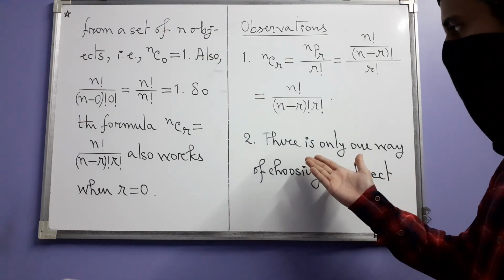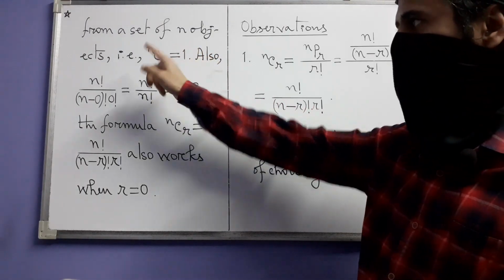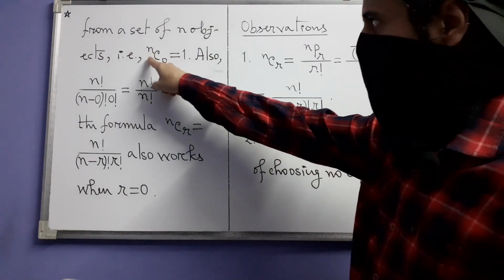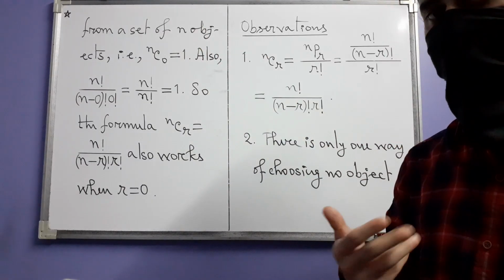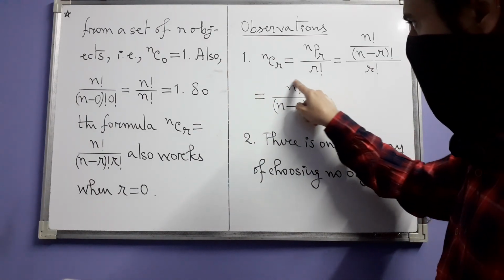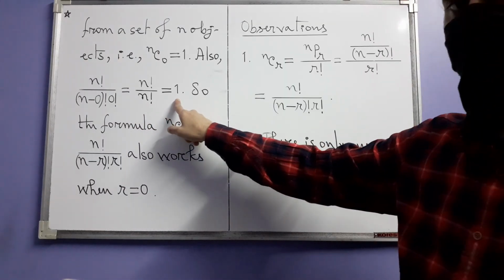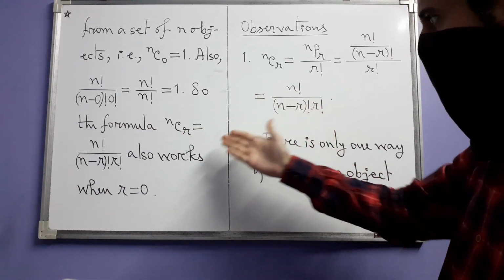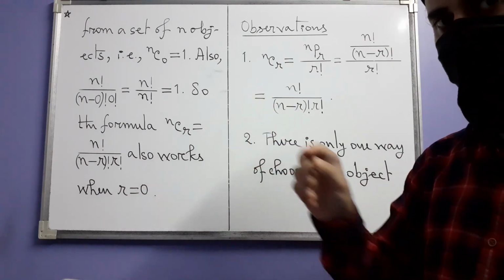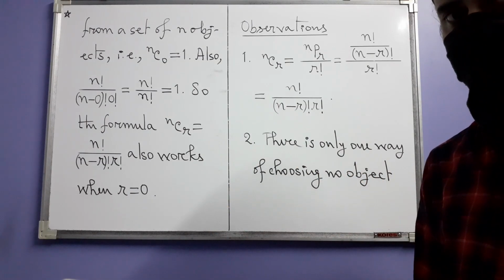And the second observation is this. There is only one way of choosing no object from a set of n objects. You don't choose anything. That can happen in only one way. So that's why nC0 should be 1. Just like nP0 is 1, nC0 is also 1. But what happens if we put r equal to 0 in this formula? Then also, after calculation, you get 1. So that means the formula works even when r is equal to 0. You recall that in the statement of the previous theorem, we kept r greater than 0. But actually for r equal to 0 also, it makes sense.